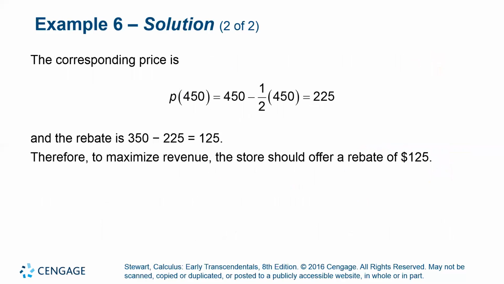So then, if we plug into the price, we said we should find the demand function, how much the price should be. So if X is equal to 150, we plug into that, and we get 225. And the rebate is 350 minus that, because when you subtract it, that gives me 125. Therefore, for the maximum revenue, the store should offer $125 in rebate.